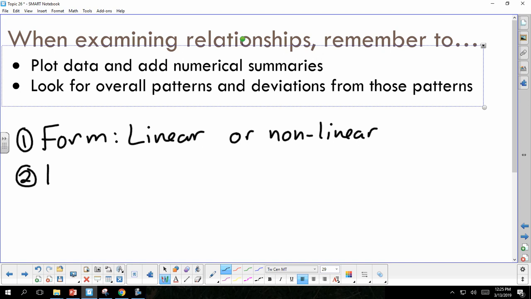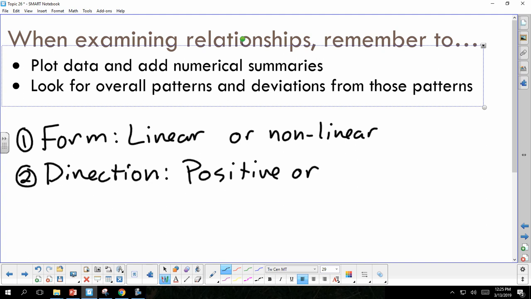Two, direction. Once we see if we do have a linear relationship, we're going to want to go ahead and decide whether or not the slope of that line that seems to be the best fit would be positive or negative. We're going to choose positive or negative.